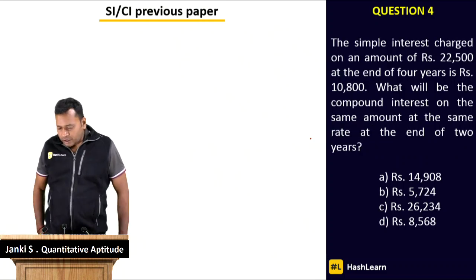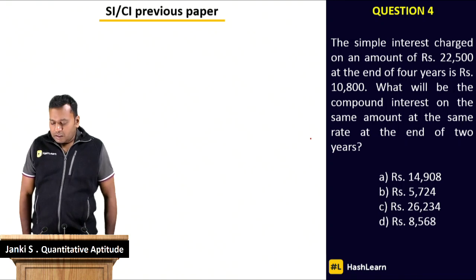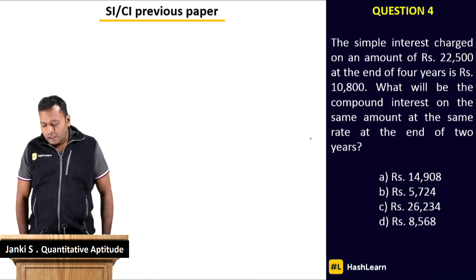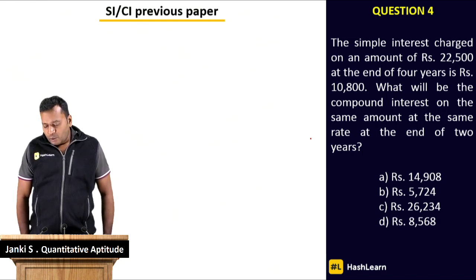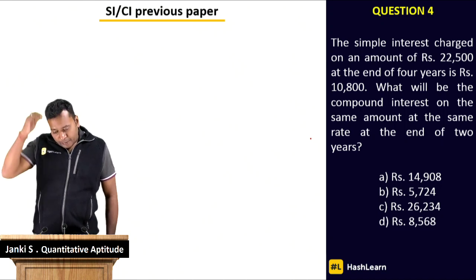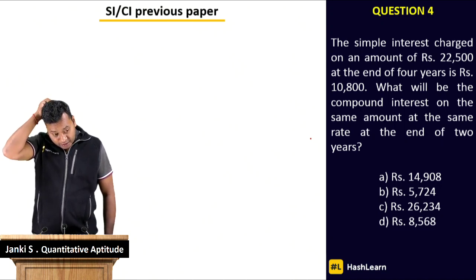चलिए फोर्थ क्वेश्चन को देखा जाए. The simple interest charge on an amount of ₹22,500 at the end of the 4 year is 10,800. What will be the compound interest on the same amount? Okay. पहला तो देखें ये क्या पॉसिबिलिटीज ले सकते हैं.